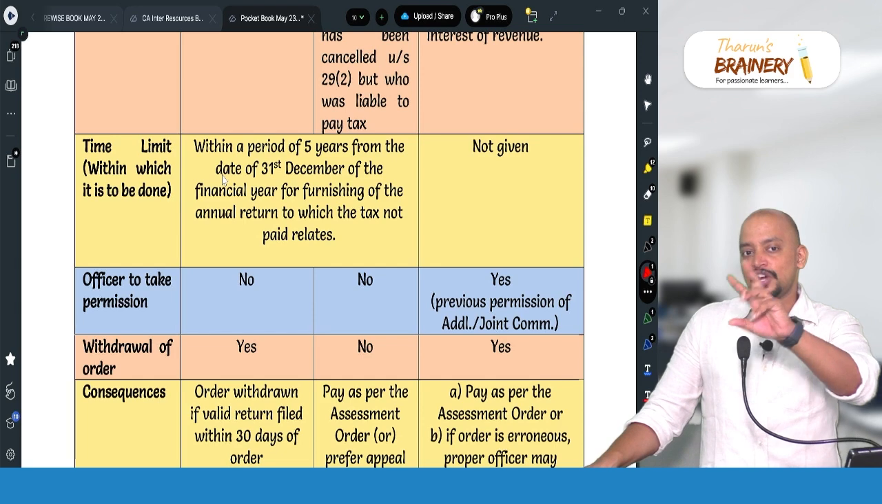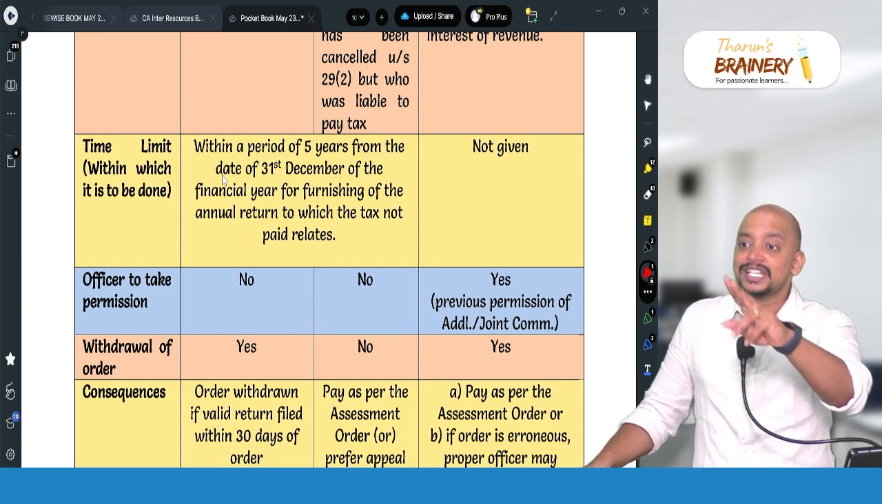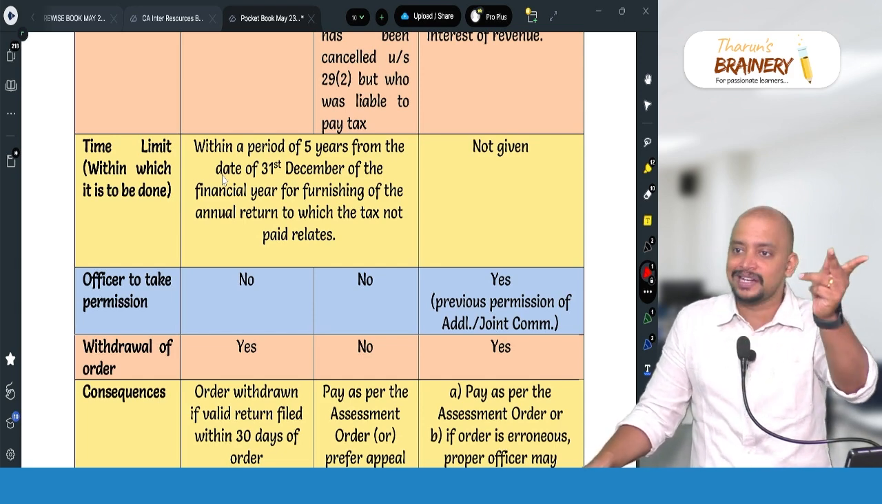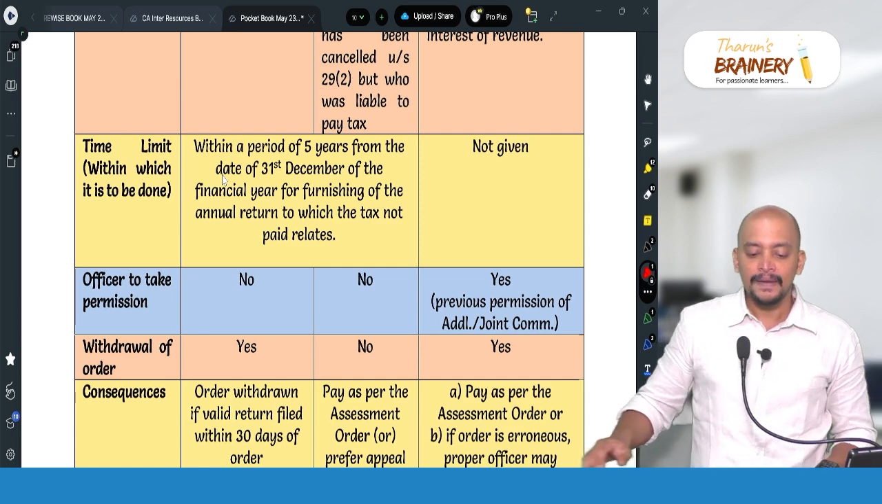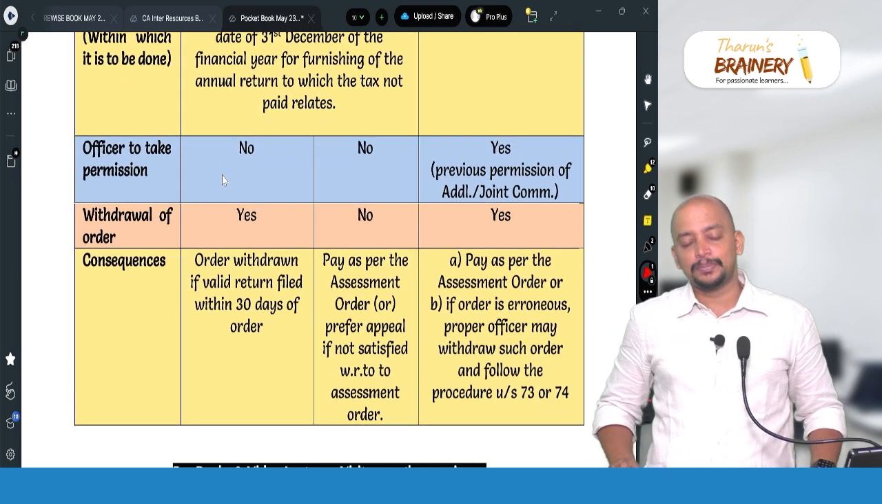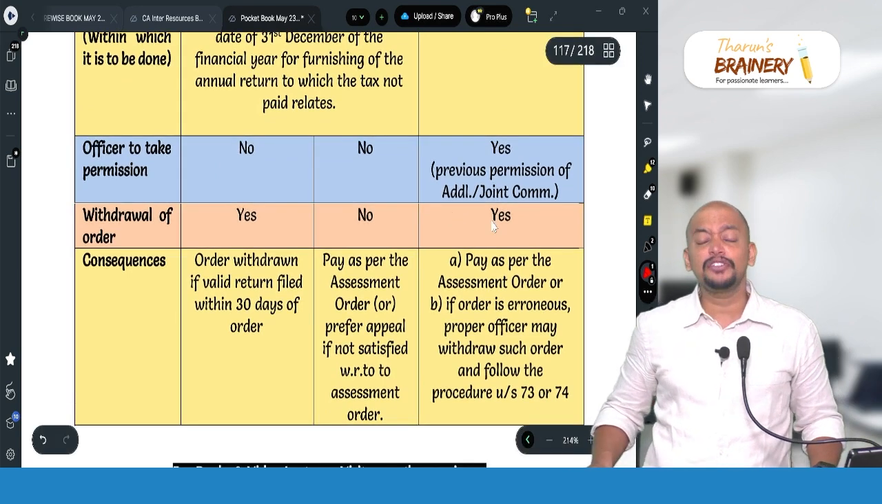Best judgment assessment order time limit is equal to section 74 demand and recovery time limit, 5 years. 5 years from the due date of furnishing annual return. Then, officer to take any permission? No. And withdrawal of order? Yes.